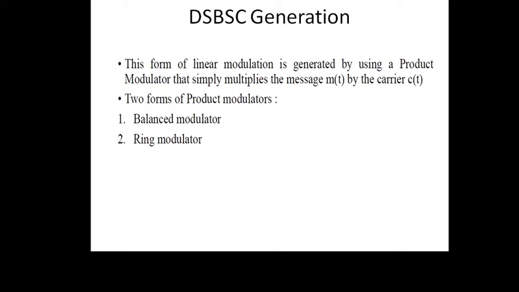This form of linear modulation is generated by a product modulator, which simply multiplies the message signal with the carrier signal. So the generation of double sideband suppressed carrier is simply multiplying the message signal with the carrier signal; a product modulator generates a double sideband suppressed carrier. There are two types of product modulator. The first one is a balanced modulator and the second one is a ring modulator. So we can see them one by one.